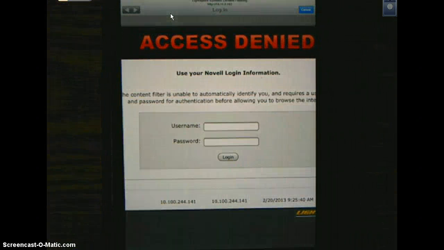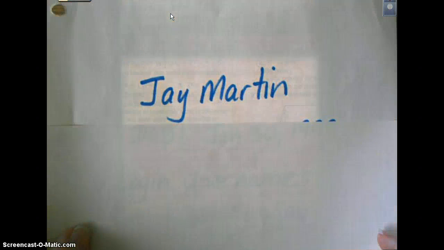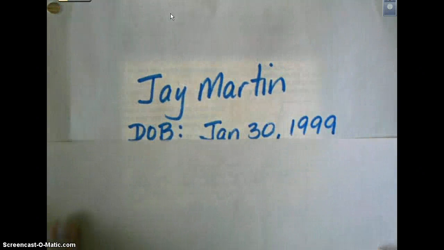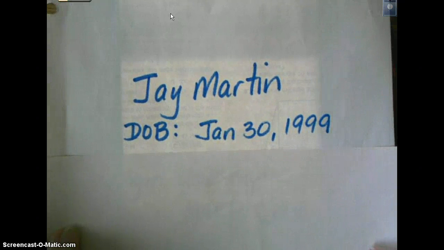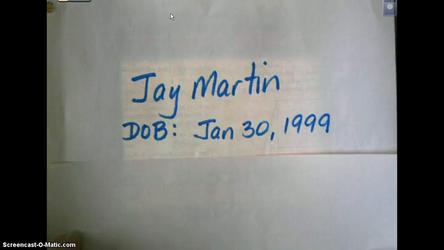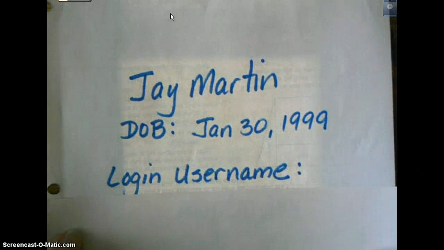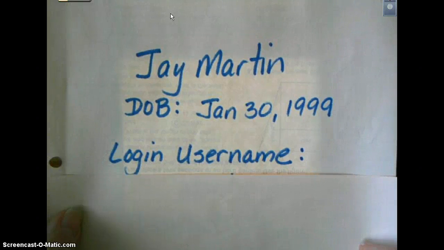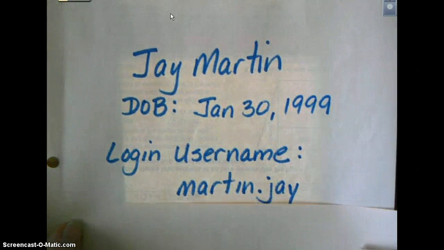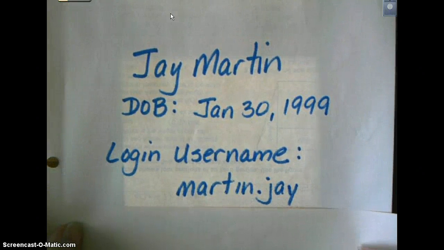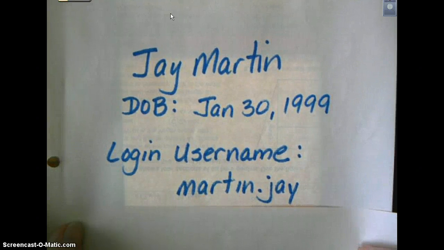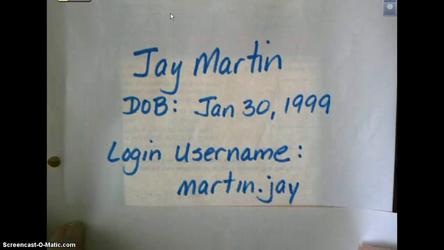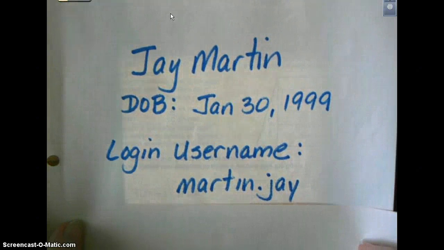So let's say my name is J. Martin. It's not J. Martin, but let's say my name is J. Martin. And my date of birth, let's say, is January the 30th, 1999, which it's not, but I've just made that up. Okay. Your MISD login username, if your name is J. Martin, is martin.j. If your name is Jason Brown, your login is brown.jason. If your name is Kyle Owen, your username is owen.kyle. Okay, get the picture?